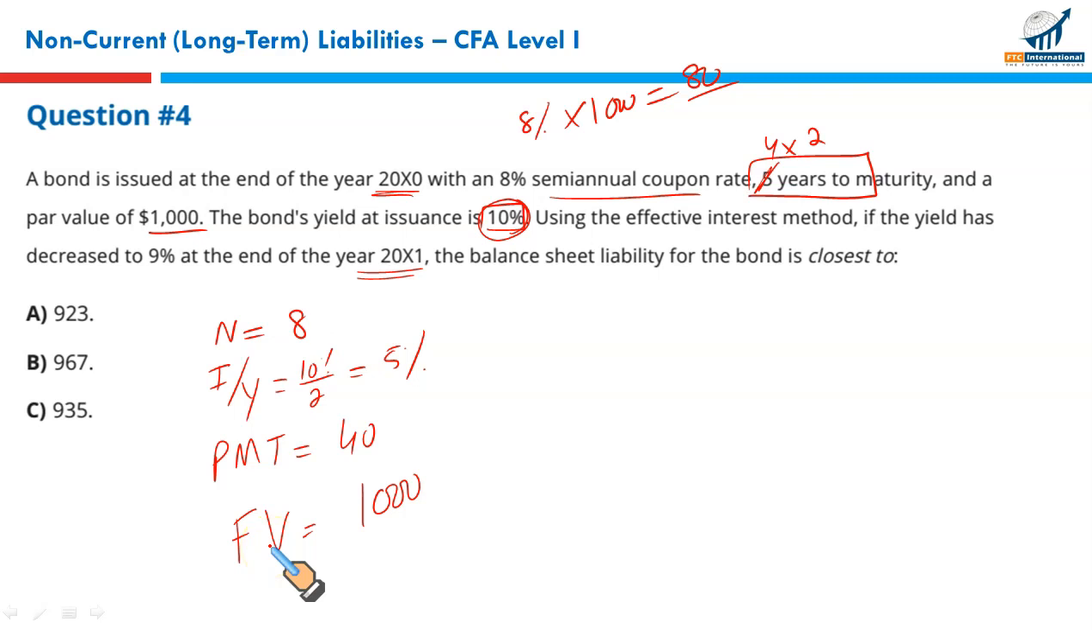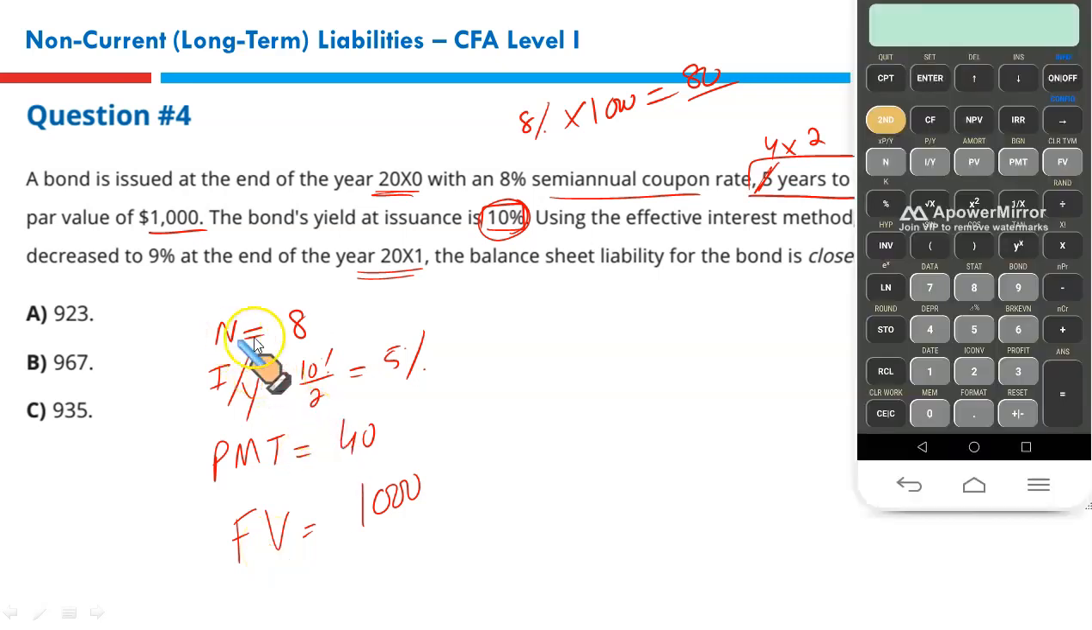How do we do that? Let me show you. First, you need to enter the number of periods. So for this, you will press 8, and this represents the number of periods, n. So n is 8, right? This is the first element you entered. Then the interest rate is 5%. You will write 5, and then you need to press this button.